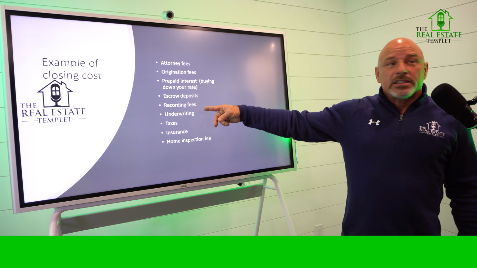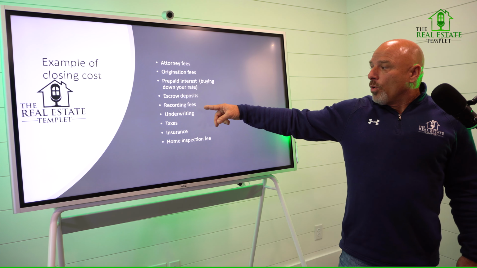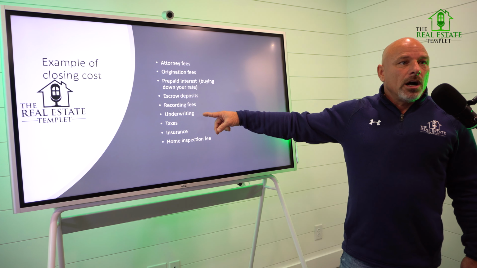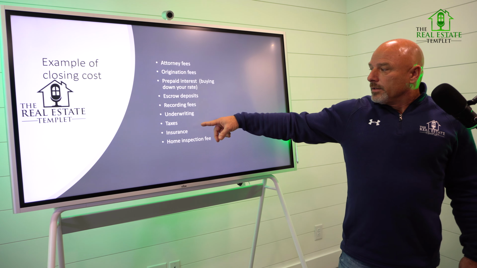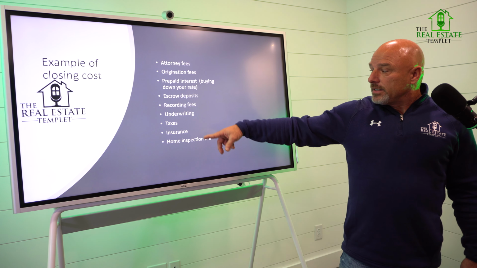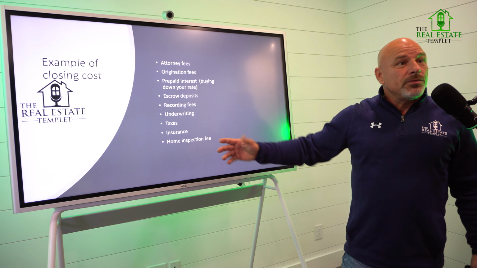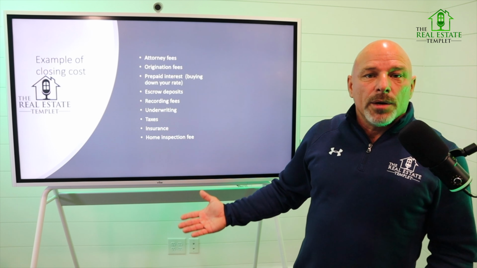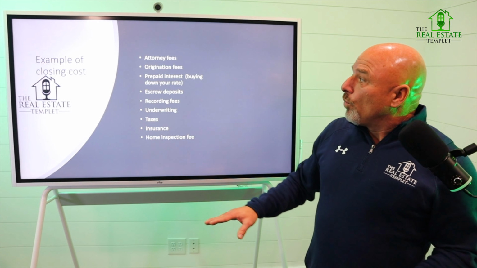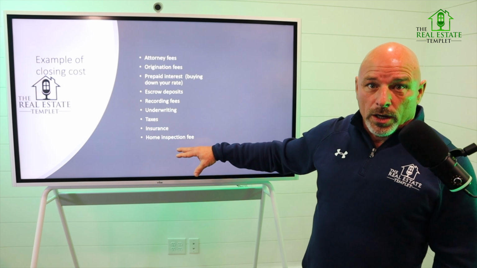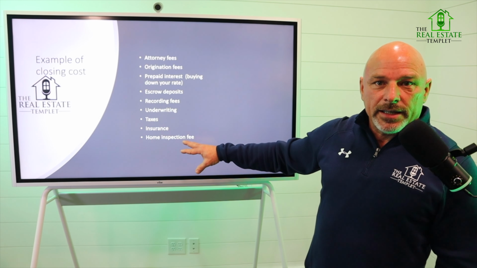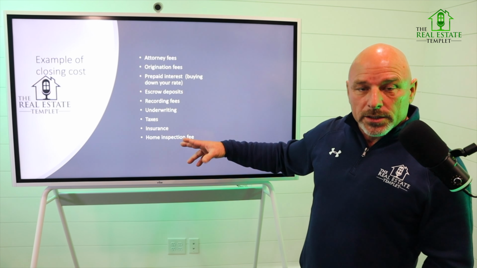You're going to pay your county or city clerk a recording fee. You're going to pay somebody to underwrite it and guarantee your deal. There could be property taxes that are due at the time. You're going to pay for insurance, and you're going to pay for a home inspection fee if you get a home inspection. And there could be other things that you pay for. But that is what goes into the closing cost. This is just an example of some of the things in the closing costs. There are more, and sometimes there are less.